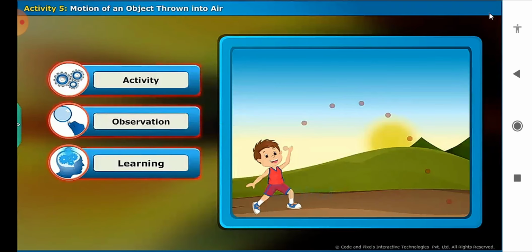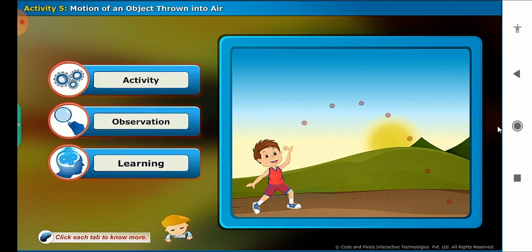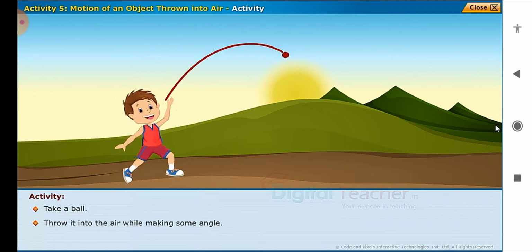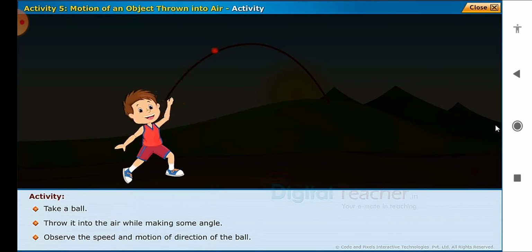Let us perform an activity for observing the motion of an object thrown into air. Click each tab to know more. Take a ball. Throw it into the air at some angle. Observe the speed and direction of motion of the ball.